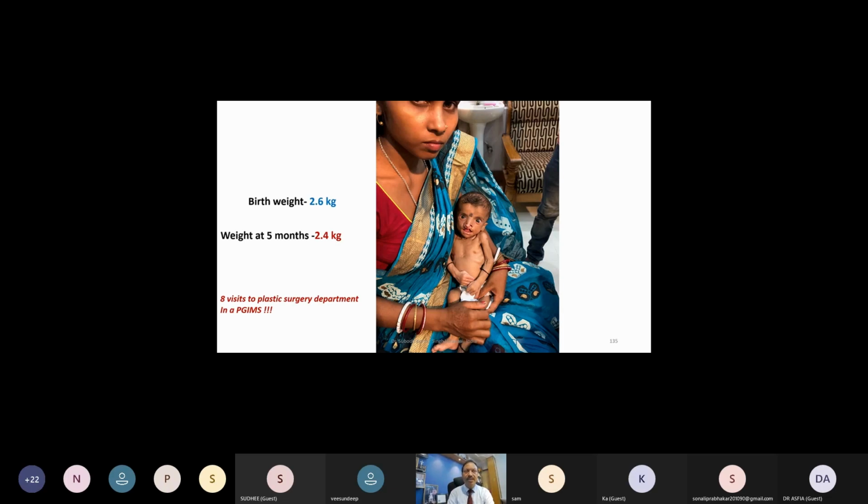Nobody told her how to feed that baby. And the result was severe malnutrition. And they came to us as a last hope. And therefore, I want to tell each one of you that you need to save the life first. Operation will come later. So that's why I emphasize the nutrition part so much.